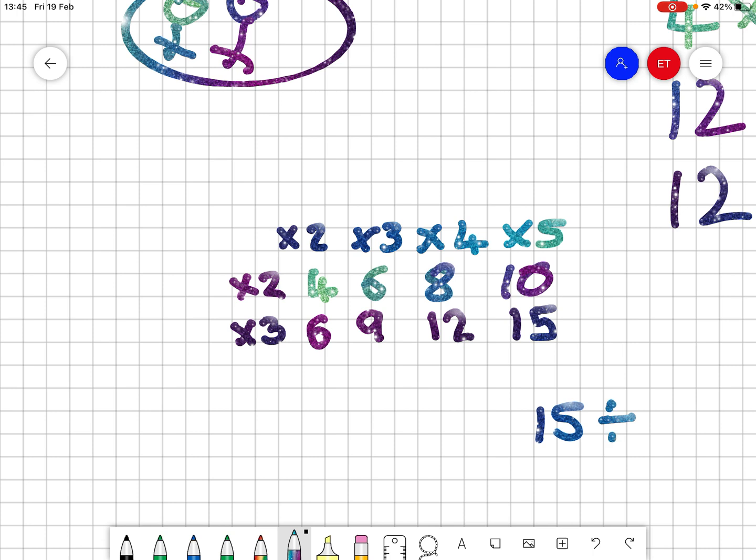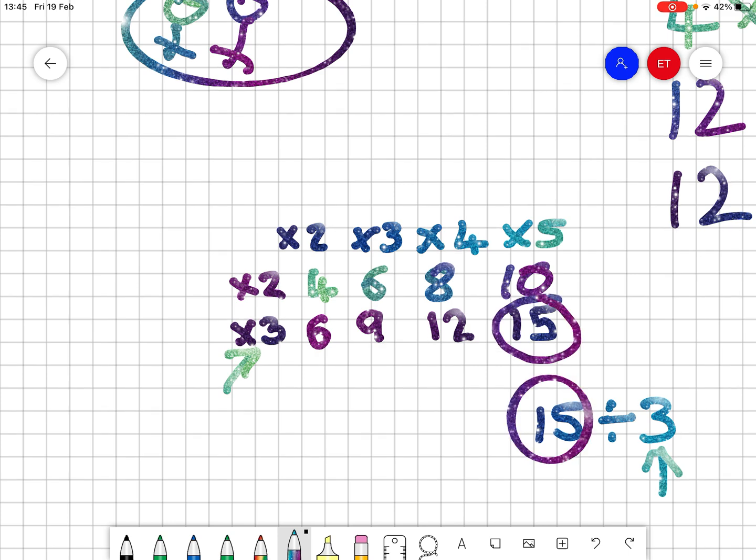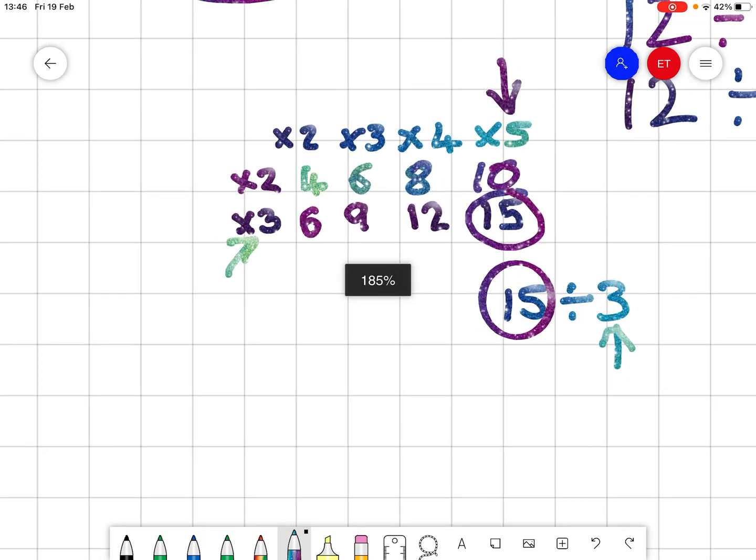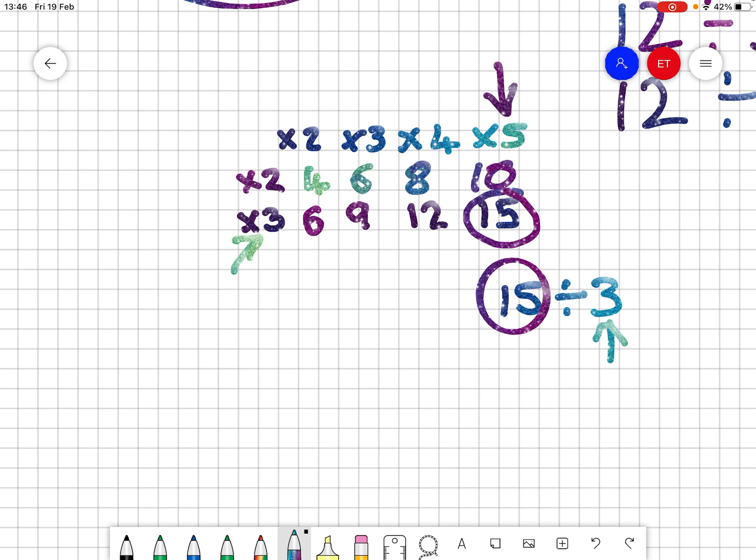15 divided by 3, well, what I would do, first of all, is find the 3 times table. So here it is there. And then look at where 15 is. Here it is here. So what did I need to multiply 3 by to get to 15? I needed to multiply it by 5. Okay? So that means that 15 divided by 3 equals 5. The reason is because 3 times 5 equals 15.